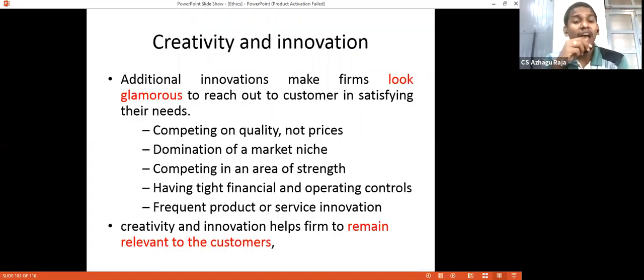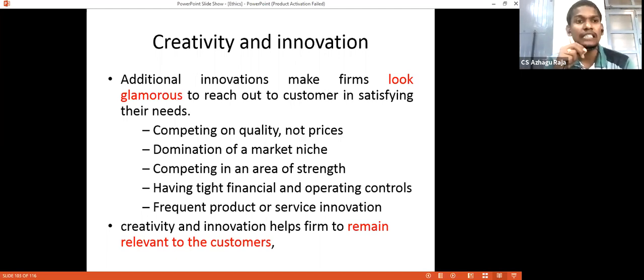innovation and creativity. In the case of creativity and innovation, we should look at competing on quality, not the prices. So quality improvement is more important rather than reducing the prices, because if you reduce the prices, the next person will come, improve the technology, and by adopting the technology, they can bring down the prices. But when you reduce the quality, you can never win over the confidence of the public or a consumer.